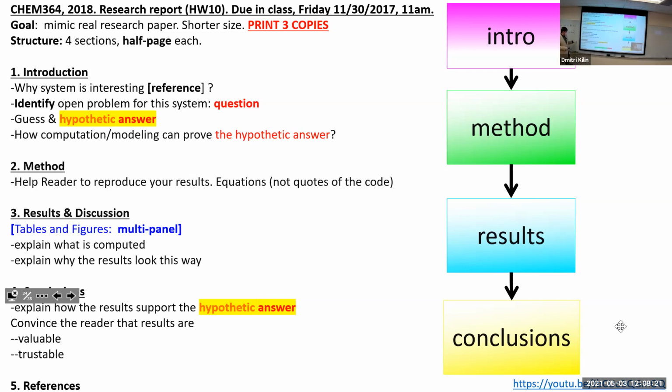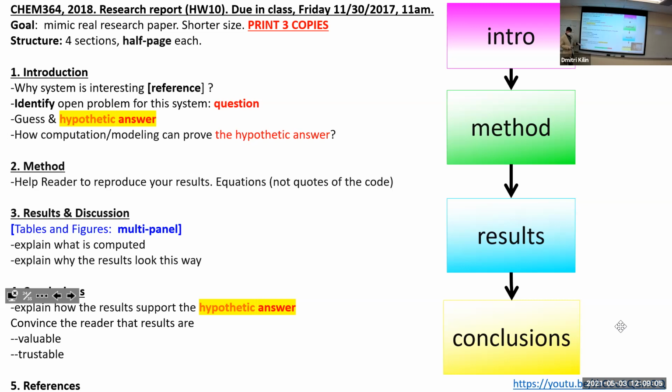Okay, and then we go to the last section, conclusions. When you are acting not so much as a scientist, but more like an ancient orator, when you try to induce positive feelings toward your case, and you try to convince anyone who reads that your results support your hypothetical answer. Okay? If you created the question and answer smartly, it will anyway, right? But you need to convince. And also, you should provide some argument why your results are valuable and why they can be trusted.